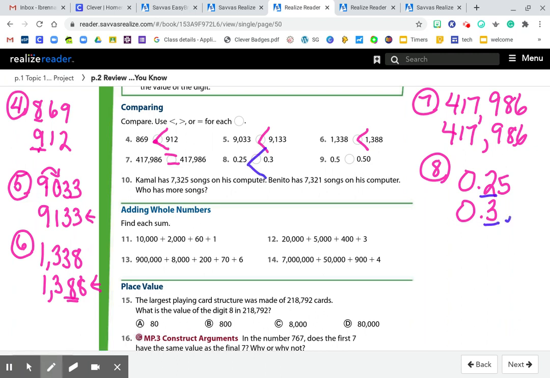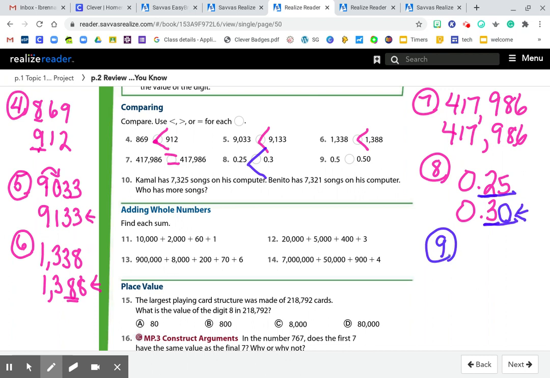You can actually annex a 0, which means you can chuck a 0 in there if it would help you to compare the numbers. It will not change the value. This is 25 and this is 30, so 30 is bigger. That does help some kids see things a little bit better.